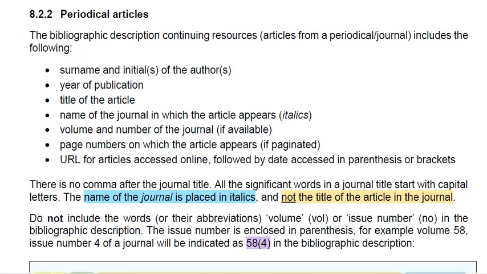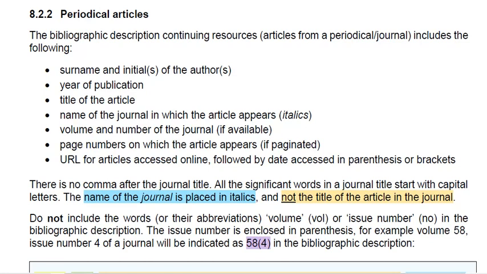There is no comma after the journal title. All the significant words in a journal title start with capital letters. The name of the journal is placed in italics and not the title of the article in the journal. Do you get that, guys? I'm going to repeat that because it's very, very important.